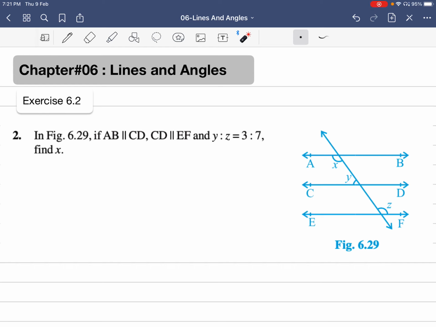So in this video, we are going to continue solving problems from exercise 6.2, which belongs to chapter number 6, lines and angles. So let's read what is question number 2.